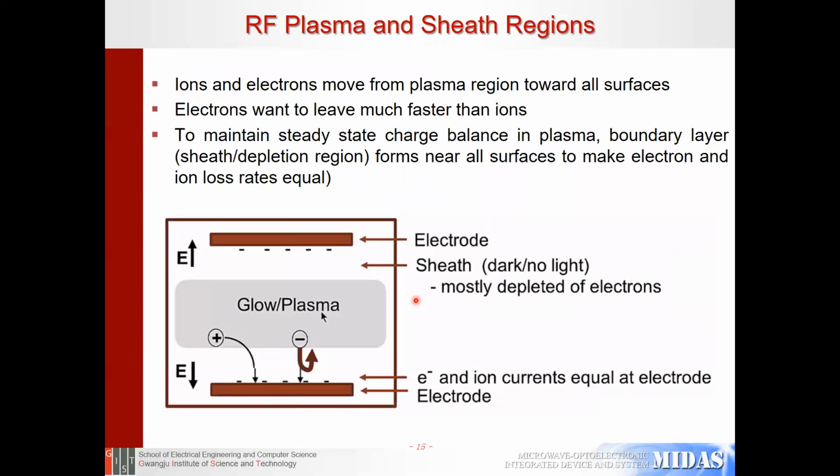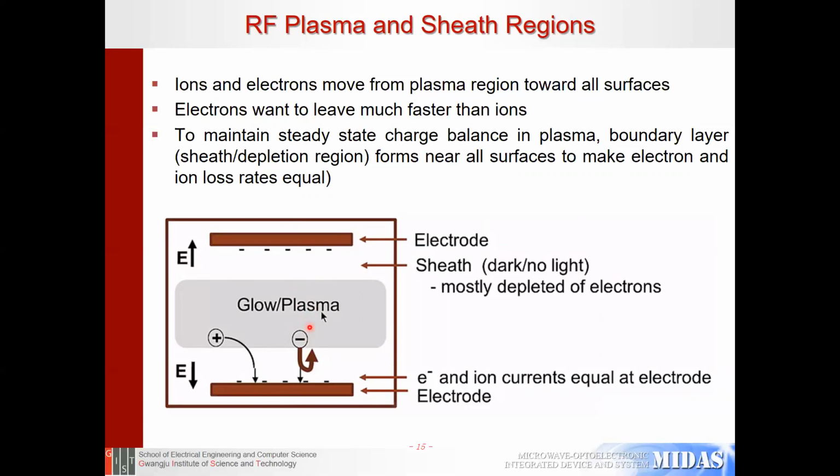Now I'm going to talk about the RF plasmas and the sheath regions. In this diagram, I have shown the parallel plate type configuration. One of these electrodes is grounded, and the opposite electrode is connected to the RF power. After the breakdown of the gas at equilibrium, we are going to see a central glow region, and dark spaces between the plasma and the electrodes.